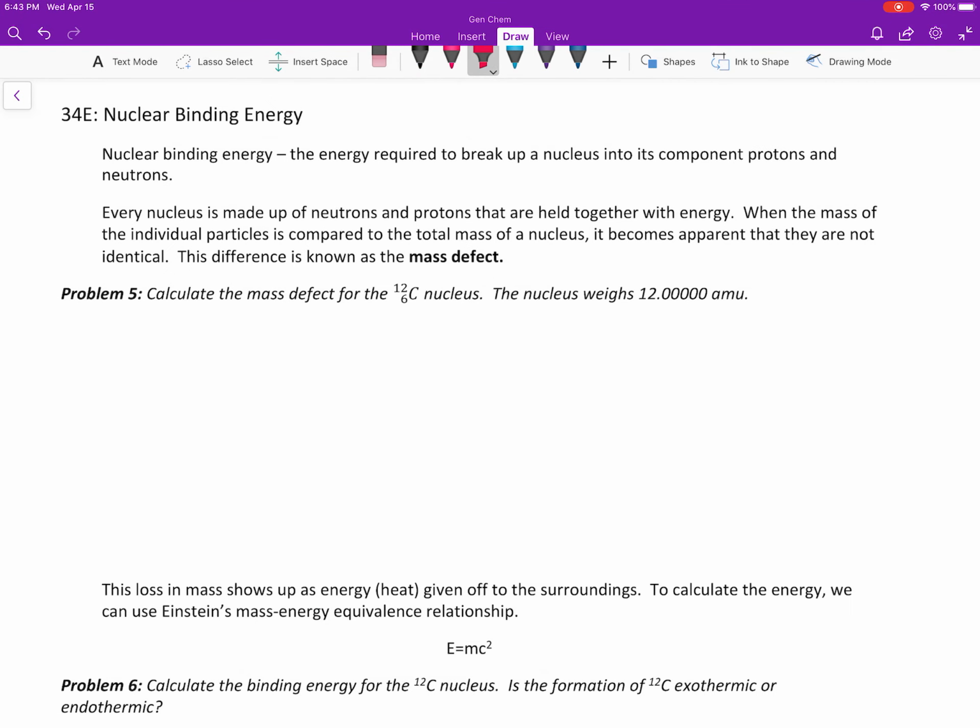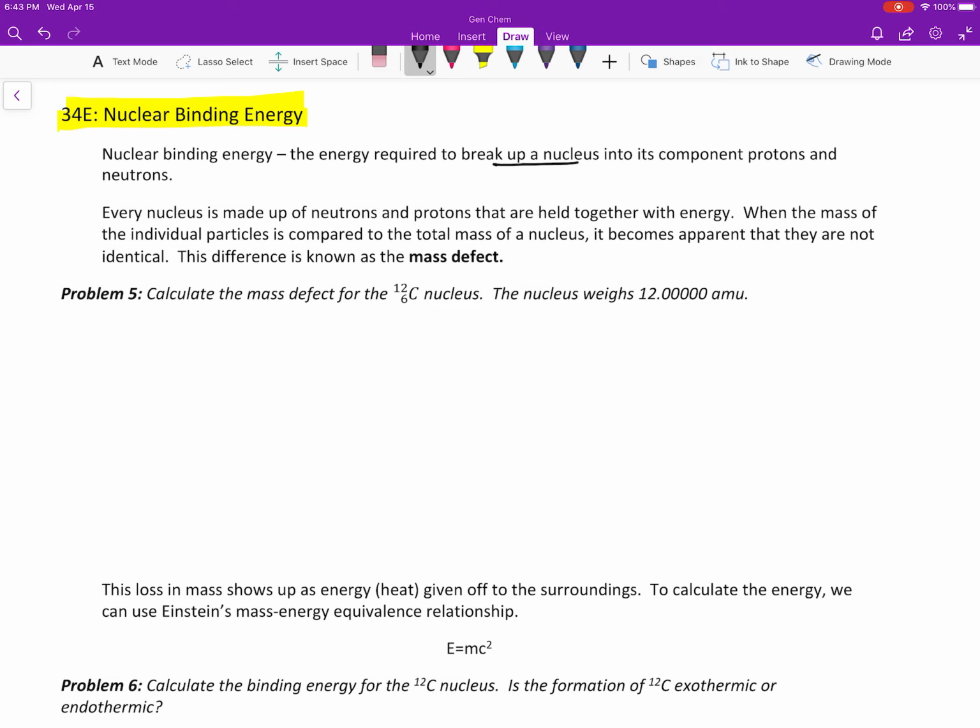Okay, nuclear binding energy. This is going to be the last part of lesson 34. It's not our most complicated math, but there is going to be some math in this section. So the nuclear binding energy is the energy that's required to break up a nucleus.